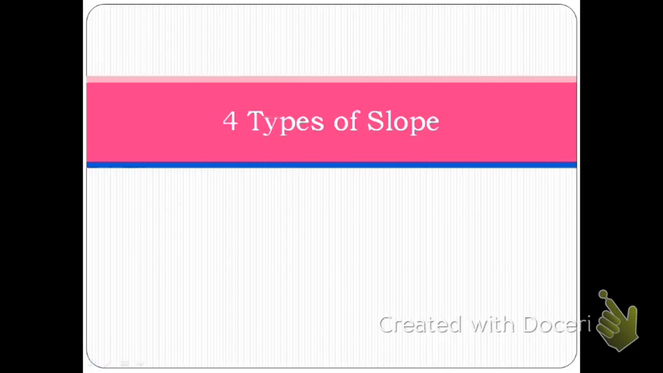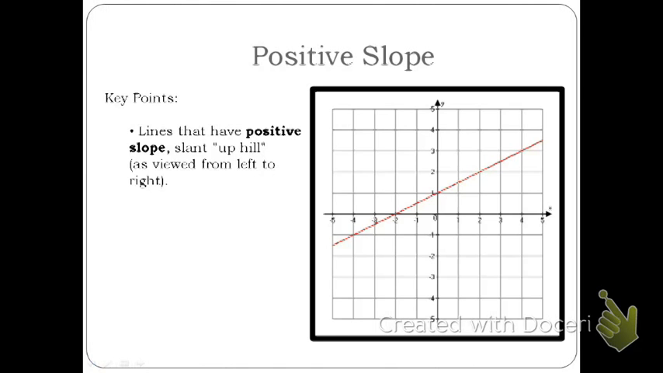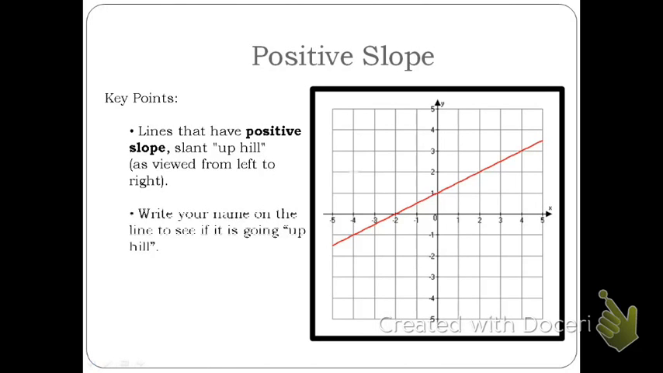So with those ideas in mind, there are 4 types of slope. There is positive slope, when a line goes uphill from left to right. To help you see that the line is going uphill, one thing I recommend you do is write your name on the line. Now I wrote my name, Stacy, and notice that my name is going uphill. So that means that line has a positive slope.